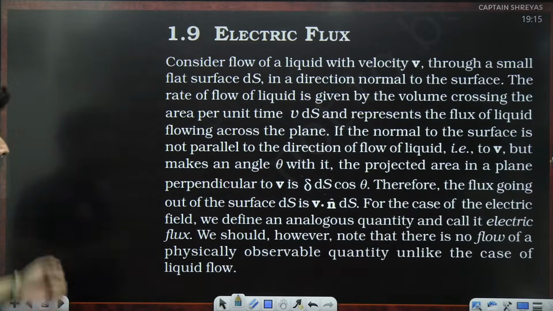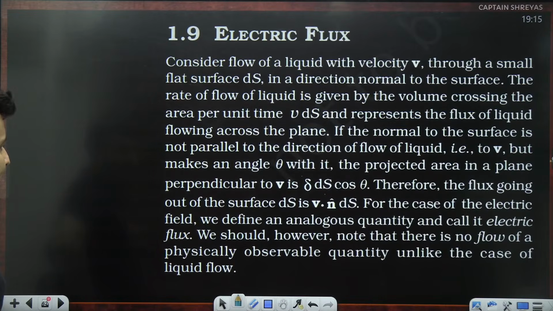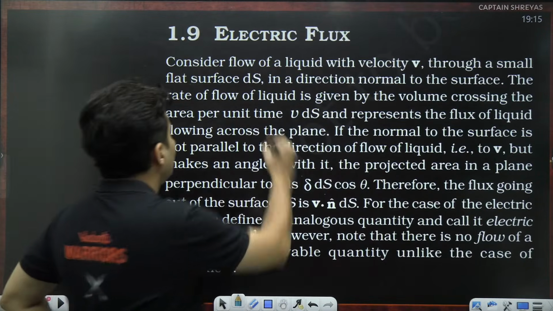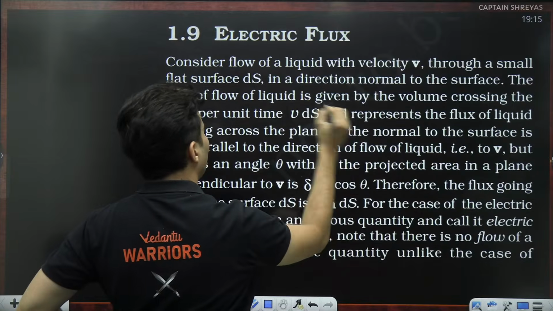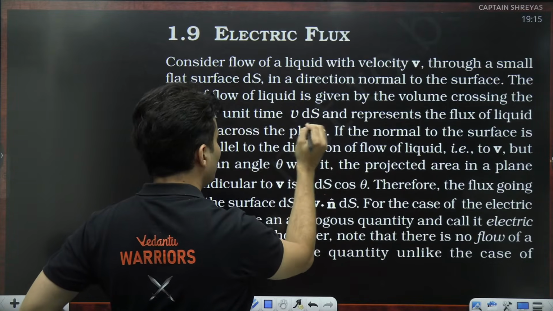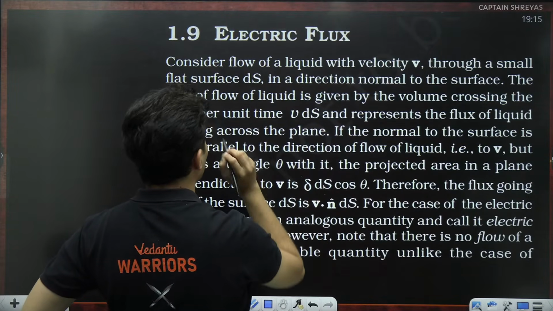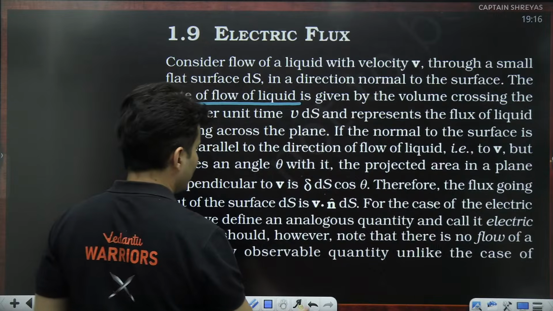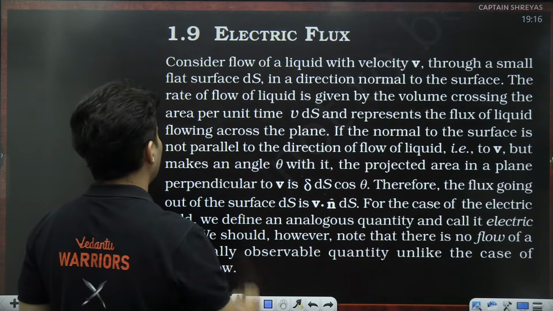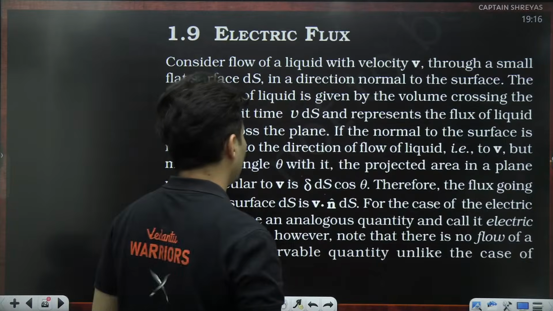See guys, what is the meaning of flux? They have mentioned over here that consider the flow of a liquid with velocity v through a small flat surface. The rate of flow of a liquid is given by volume crossing the area per unit time and represents the flux of the flowing liquid across the plane. So the rate of flow of the liquid is given by volume per unit time. And over here, they are talking about something called the volume flux. Therefore, the flux is going out of the surface.